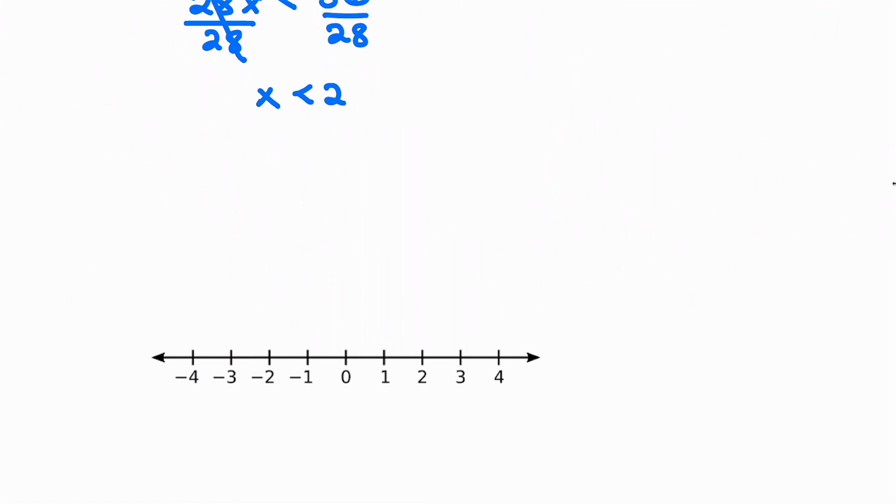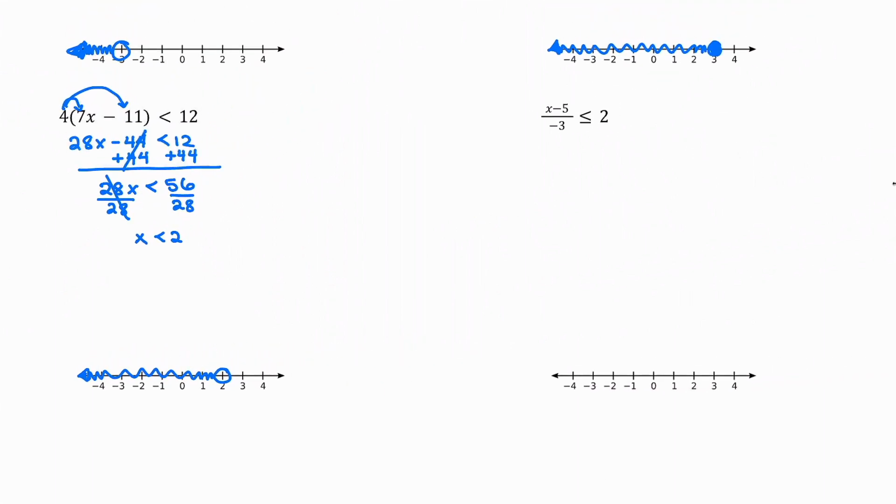I circle the 2. I want x's that are less than 2. That's going to go this way. And I do not shade in the 2 because there is no equal sign underneath the 2. And then we're down to our final one.